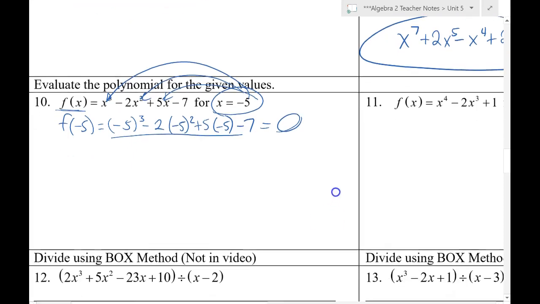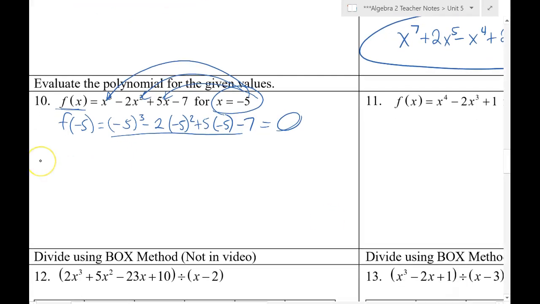Now the new method that I just taught you guys is to use synthetic division to solve this problem. Okay, so now first thing is, obviously, as always with any division problem, with the division techniques I taught you, make sure there's no missing terms.